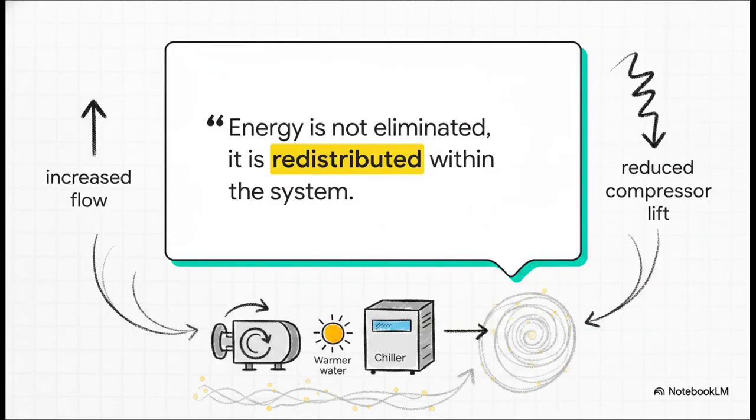So, what does this all actually mean? Well, there's a quote directly from our source material that really hits the nail on the head. Energy is not eliminated, it is redistributed within the system. By resetting the chilled water temperature, we kept our capacity by bumping up the flow. But it's a mechanical trade-off, right? We are basically trading increased pumping energy for reduced compressor lift. The compressor just doesn't have to work nearly as hard because the chiller is now seeing warmer entering water, which can actually improve the compressor's efficiency.